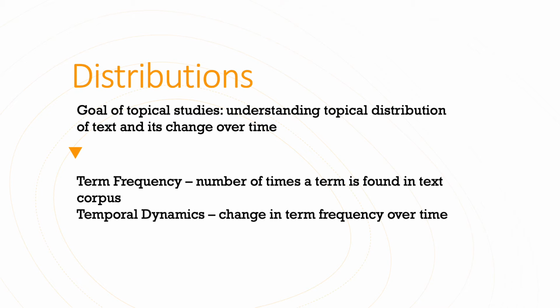Once our data has been prepared for text analysis, distributions are determined. The goal of topical studies is understanding topical distribution of text and its change over time. One thing you look for is term frequency, the number of times a term is found in a text corpus, or the temporal dynamics, which is the change in term frequency over time.